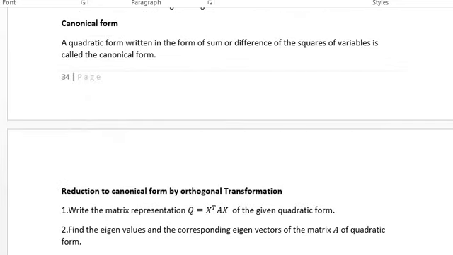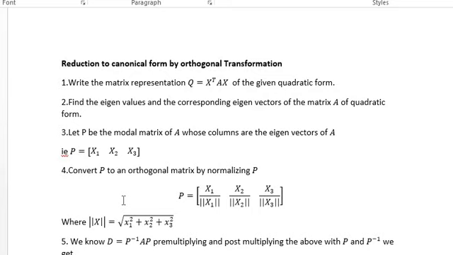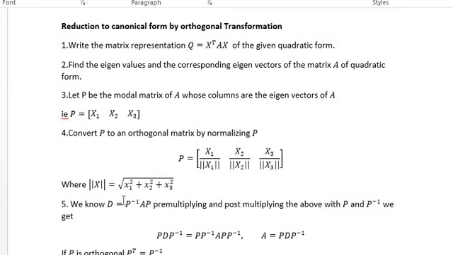Next is the canonical form. A quadratic form written in the form of a sum or difference of the squares of the variables is called the canonical form. Now, the reduction to canonical form by orthogonal transformation. This is very important for us for doing the problems. How to reduce to canonical form by orthogonal transformation.